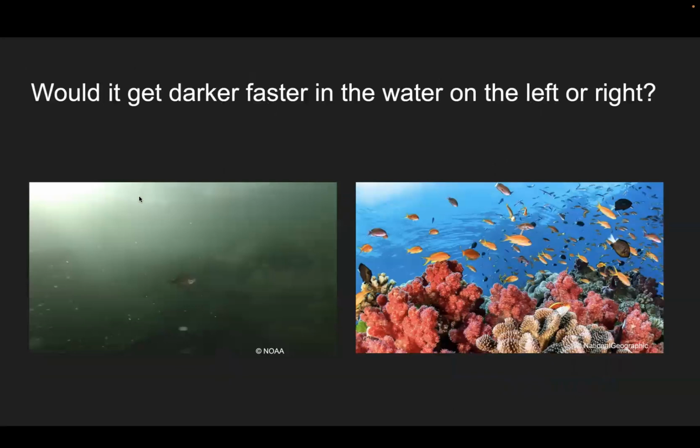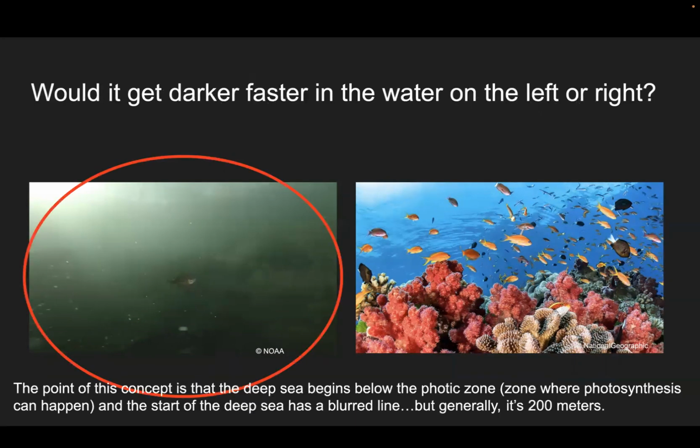So knowing what you now know about phytoplankton, particulate, and turbidity in the water, would it get darker faster in the water on the left or the water on the right? Yes, the water on the left. So the point of this concept is that deep sea begins below the photic zone where photosynthesis can happen. And the start of the deep sea has somewhat of a blurred line, but generally it's about 200 meters.